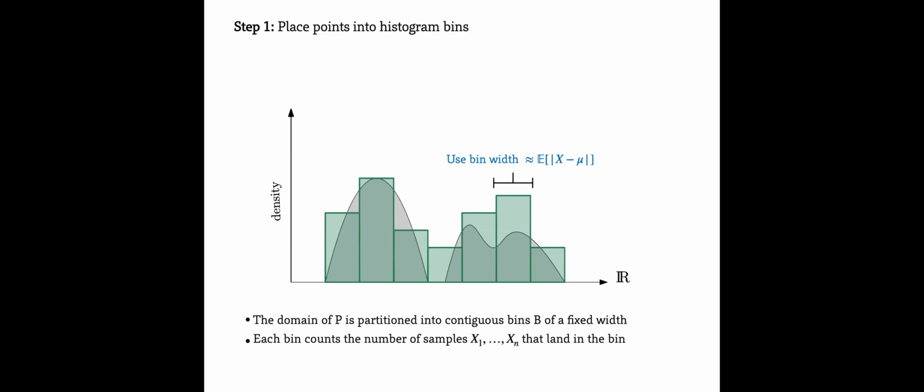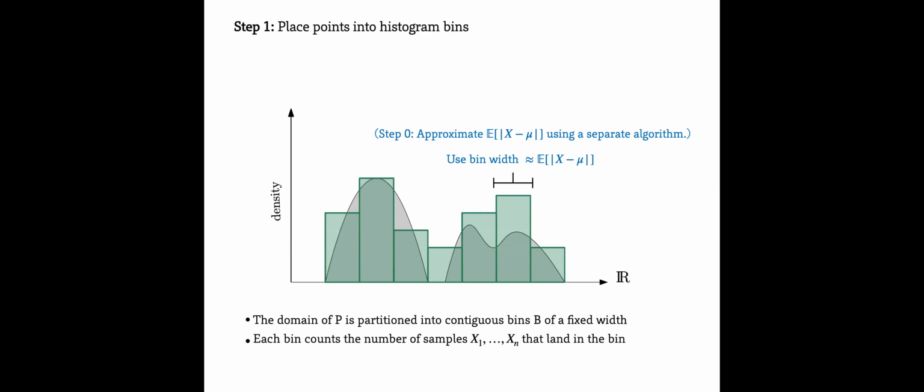Okay, so at a very high level, how does our algorithm work? The algorithm follows a paradigm that's pretty common for differentially private algorithms. Our first step is that we're going to break the number line into bins, and we're going to place our samples into bins based on where they land on the number line. So we're going to build a histogram of where our samples lie. And importantly, we want to use a bin width that's approximately the expected absolute deviation of our distribution.